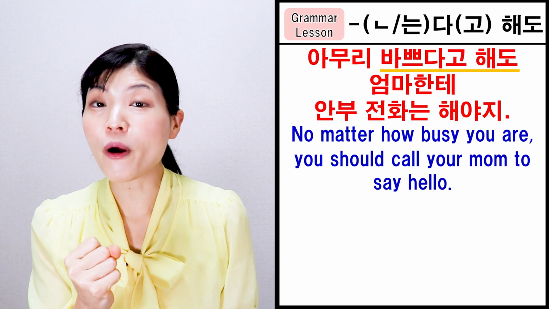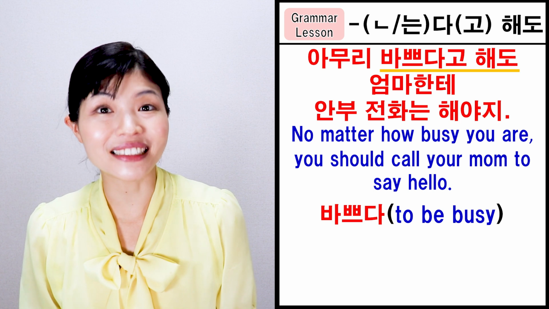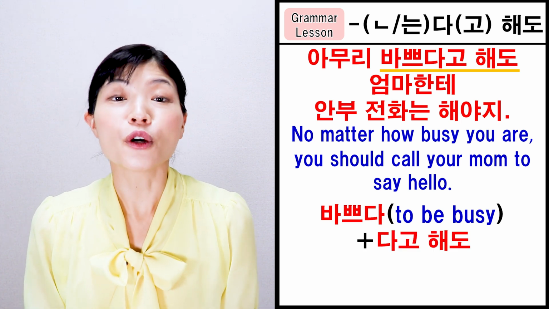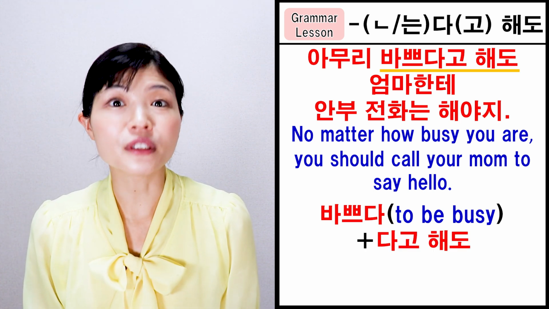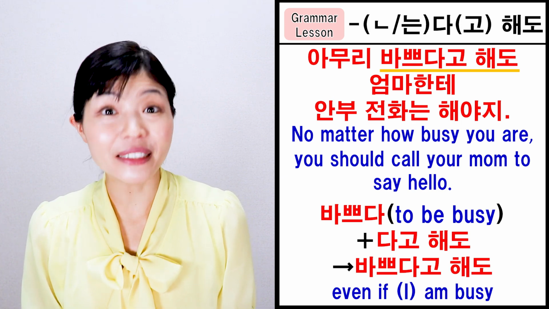Then let's focus on part 바쁘다고 해도. 바쁘다, to be busy, is an adjective. So you add 다고 해도 to make 바쁘다고 해도, even if I am busy.